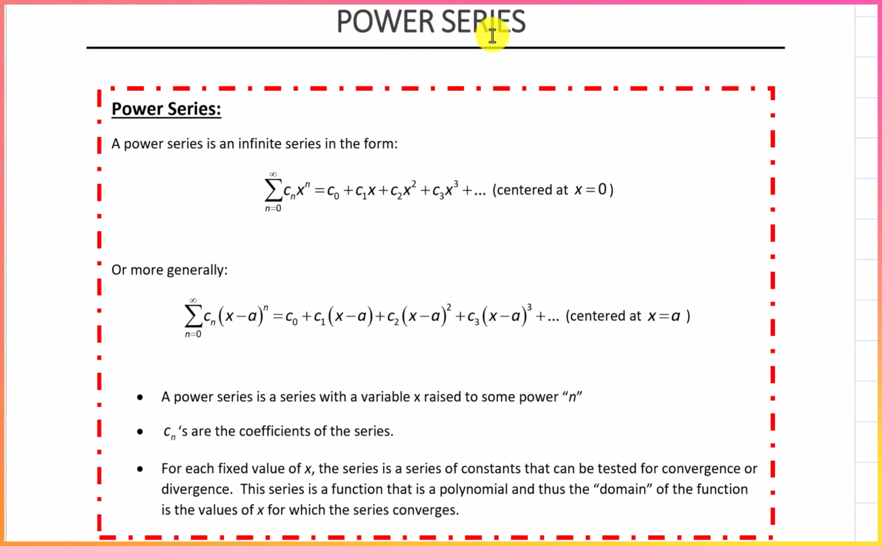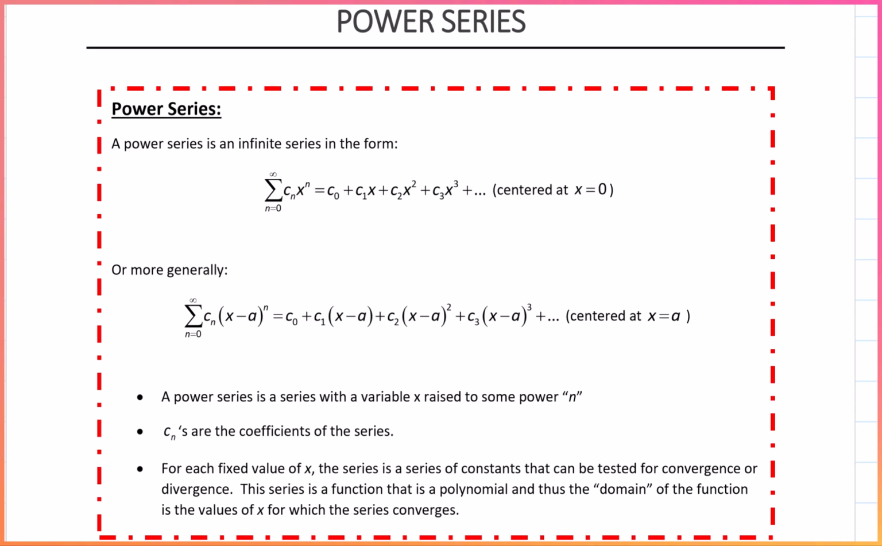Let's define a power series. A power series is an infinite polynomial in this form. It's an infinite series, which is, as it turns out, an infinite polynomial that is written in this form. So it is the series from n equals 0 to infinity of c sub n. We call these c sub n's right here the coefficients.